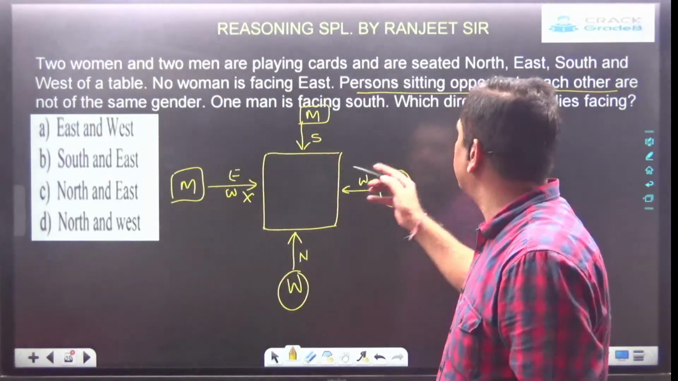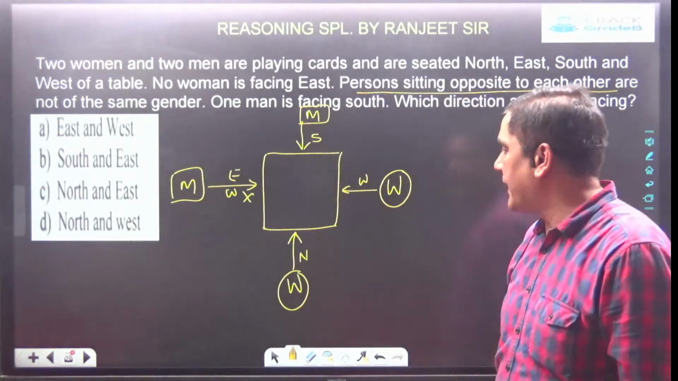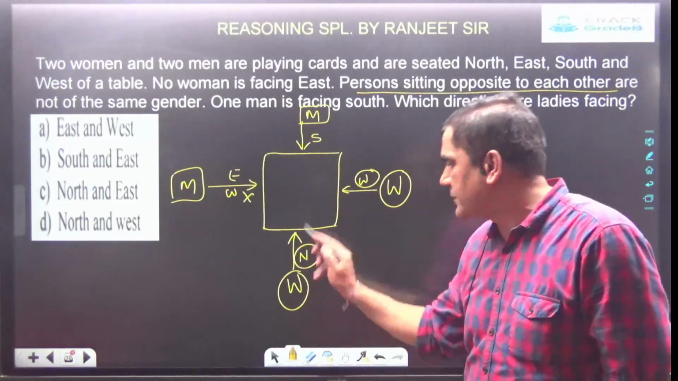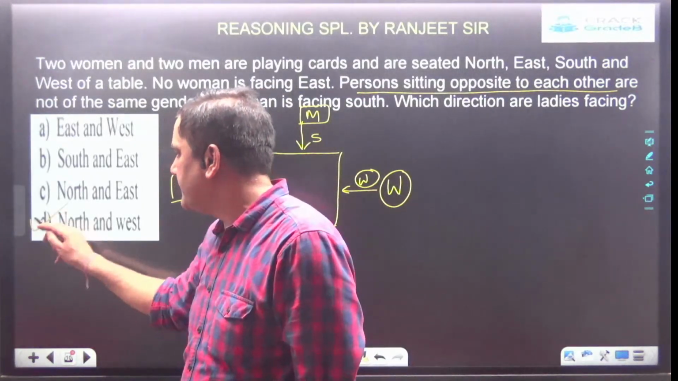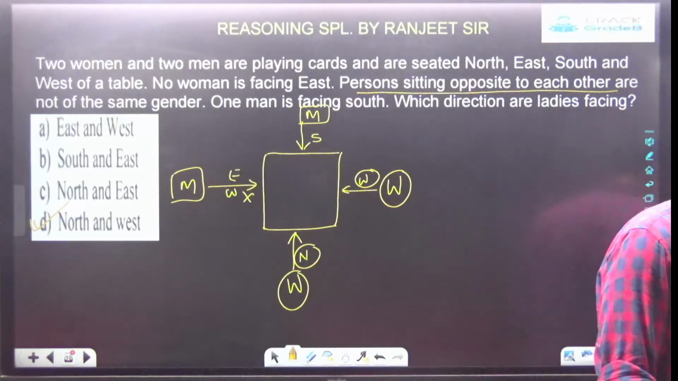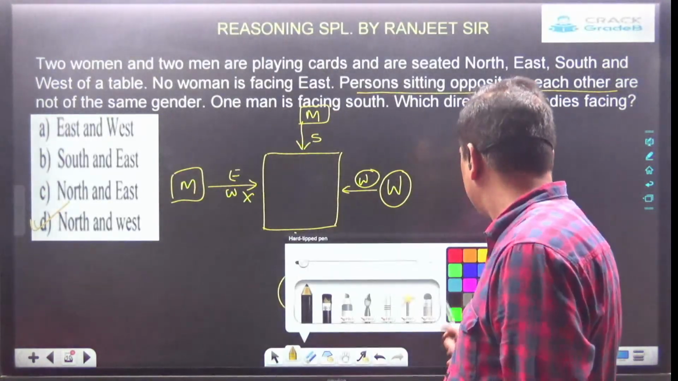Now the question is, which direction are ladies facing? So ladies are facing in which direction? 1 lady is facing towards west and second is facing towards north. The answer should be west and north. So option C, D. Clear? Answer is D.